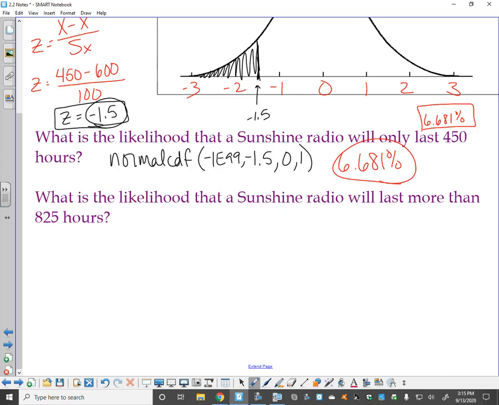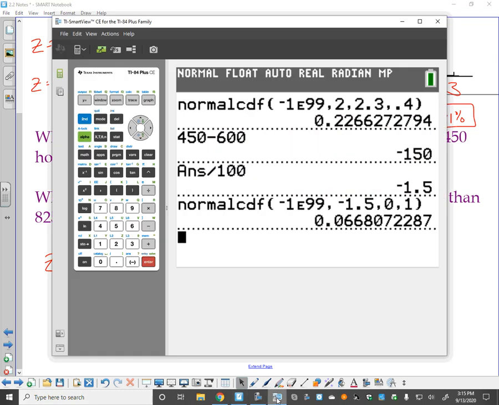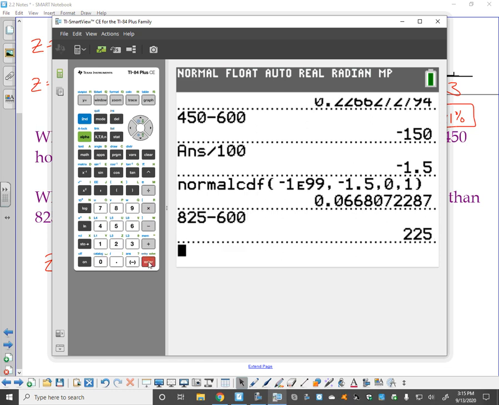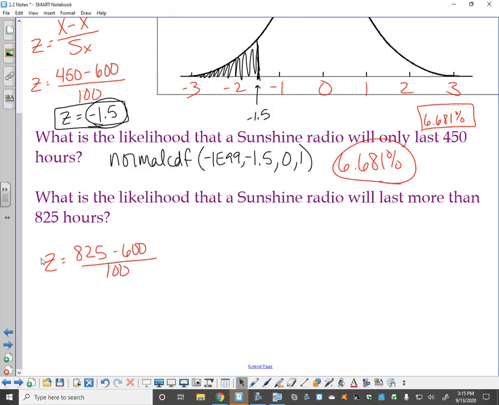Likelihood that a sunshine radio will last more than 825 hours. All right, I'm going to find a z-score for 825 hours. The more you practice the z-score, the better you get. So 825 minus the 600 over 100. I can already tell this is going to be positive, which makes perfect sense because we are above the mean. So 825 minus 600 divided by 100, 2.25.